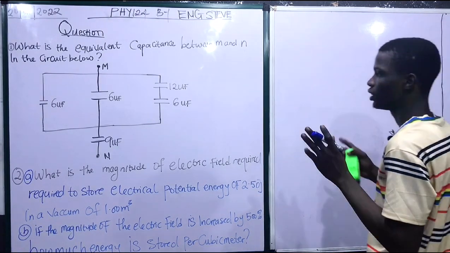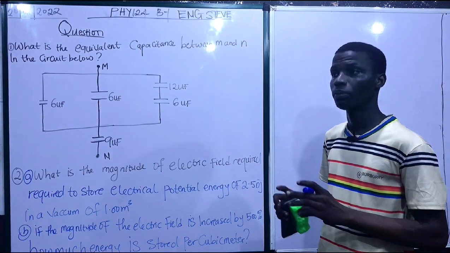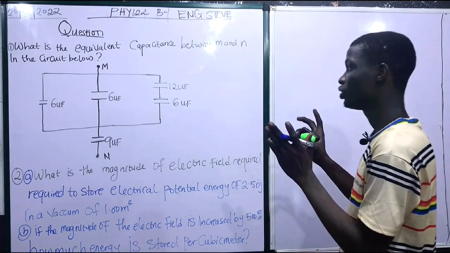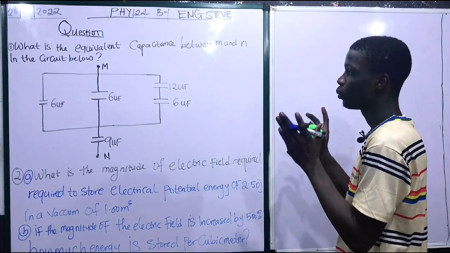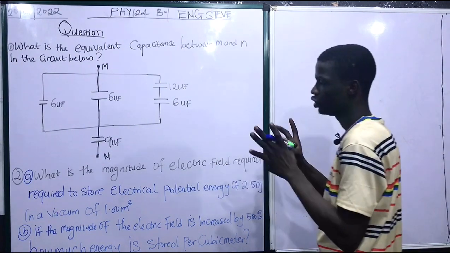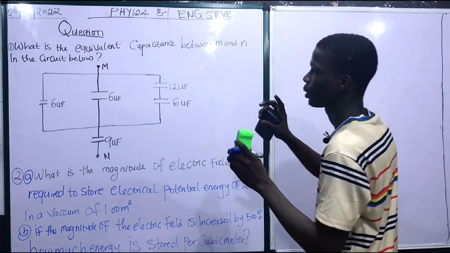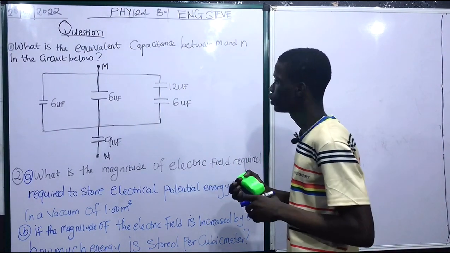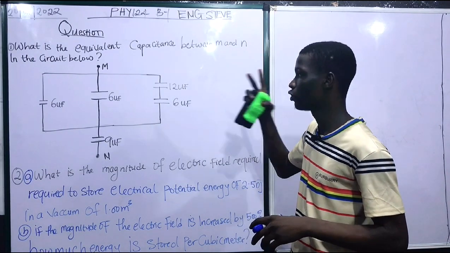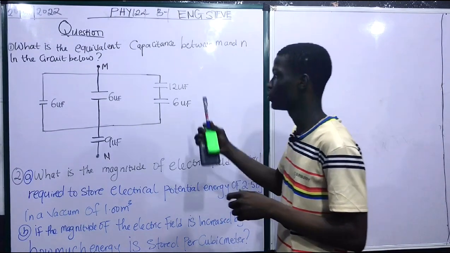If we are to break the circuit into a smaller, more appreciable form, or reduce the circuit to its most equivalent value, first of all we'll be considering the series and parallel nature of the circuit. If you look at these two, this 12 microfarad and this 6 microfarad, you notice that they are connected in series with each other.